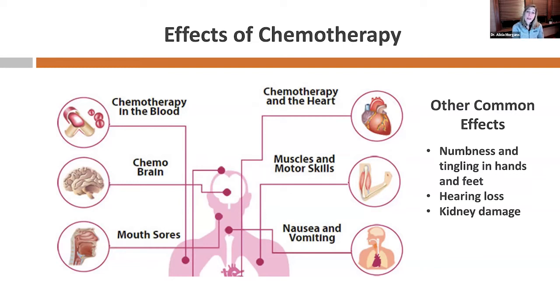It can also affect the cells in our mouths and the cells in the GI tract. So again, mouth to anus. And the reason that it can do that is because these cells in our mouths, in our esophagus, in our stomach, in our GI tract, these are all cells that replace themselves on a regular basis.